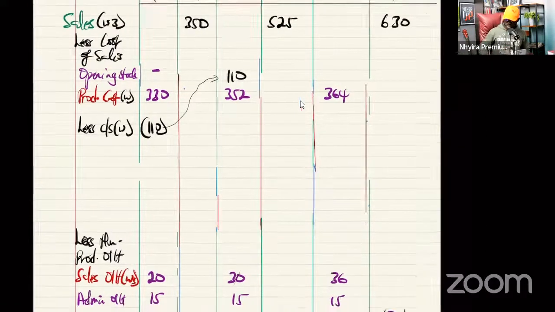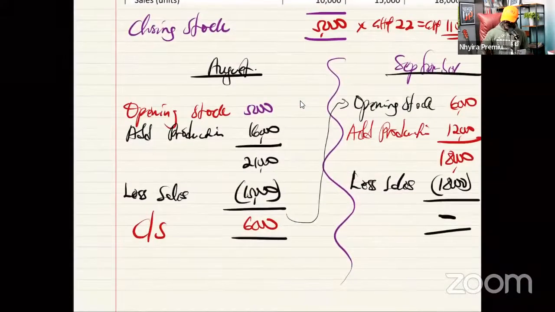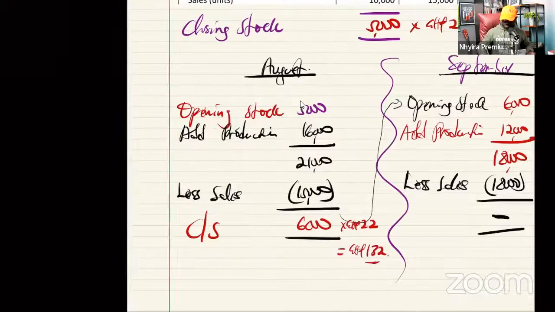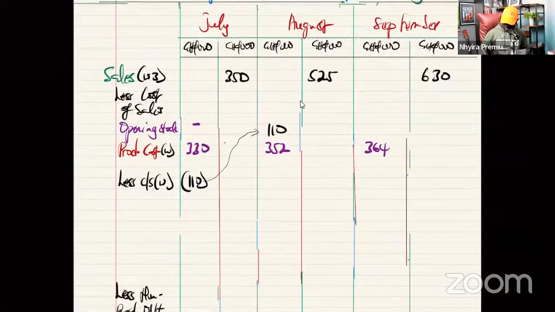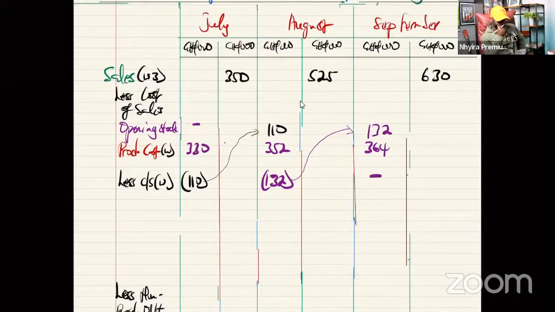Okay. So the closing stock for August will also be the 6,000 multiplied by the 22. And that gives you 6 by 22. That's 132. So in August, closing stock is 132. And that closing stock 132 becomes the opening for September. But remember, in September, we have no closing stock. I hope that makes sense.